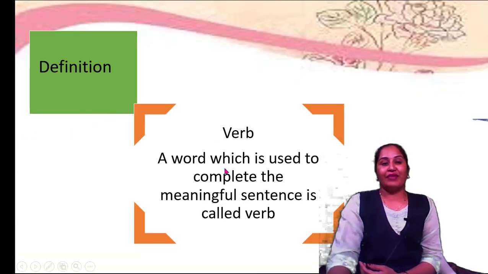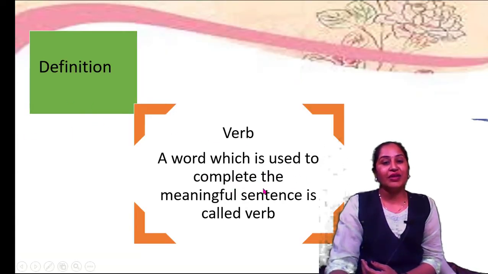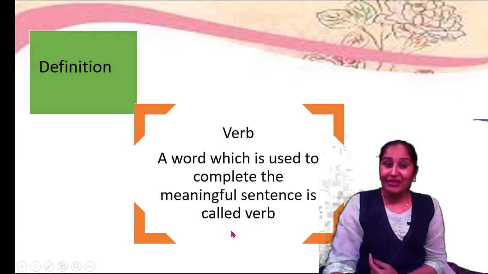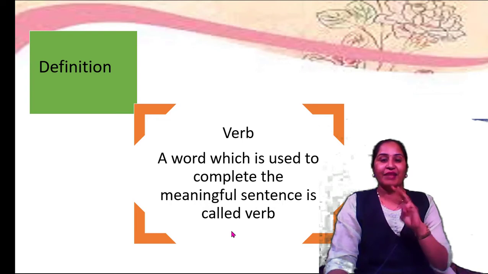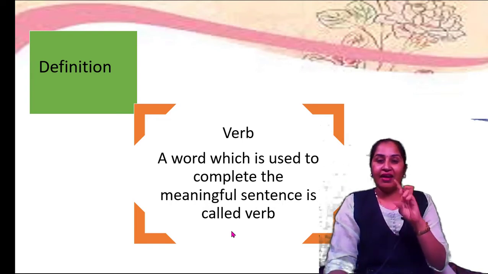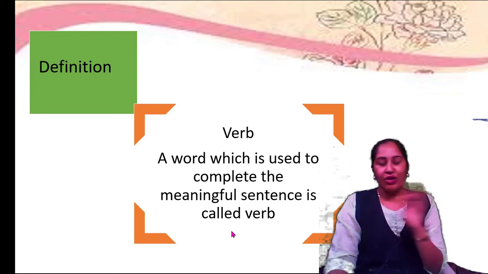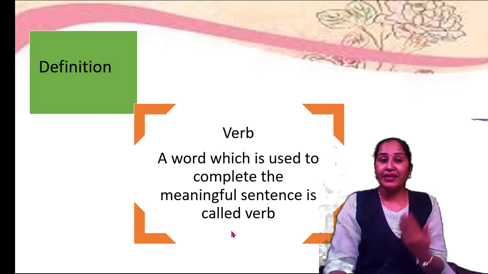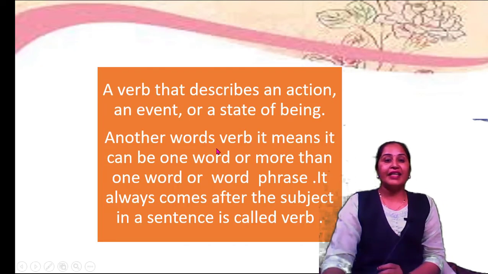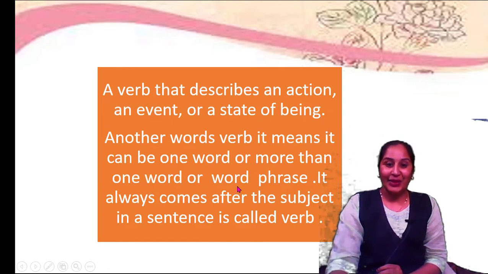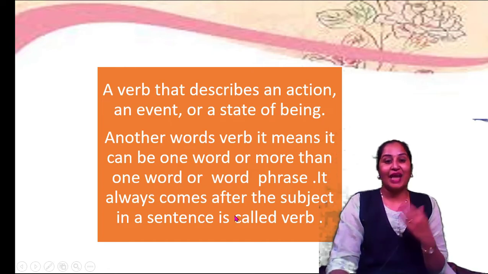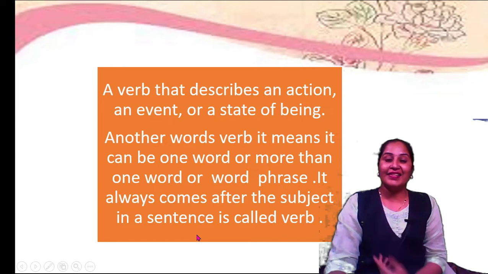The definition of a verb: a word which is used to complete a meaningful sentence is called a verb. If we make a sentence, three parts are very essential: subject, verb, and object. If the verb is absent, the sentence is not meaningful or is incomplete. A verb describes an action, an event, or a state of being. A verb can be one word or more than one word, a word phrase. It always comes after the subject in a sentence.